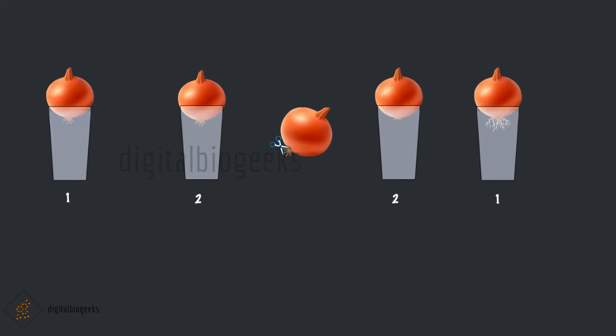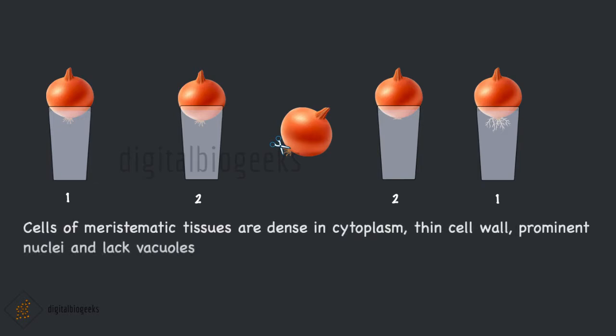The root of the second onion bulb has no change as we cut the tip of the root. It lost the apical meristem and the growth stopped. Cells of the meristematic tissues are very active. They have dense cytoplasm, thin cell walls and prominent nuclei. These features help in active cell division.